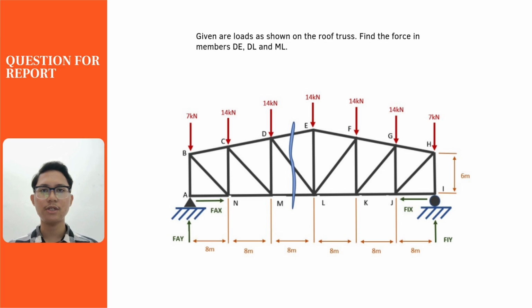Question for report. Given loads are shown on the roof truss, find the forces in members DE, DL and ML.